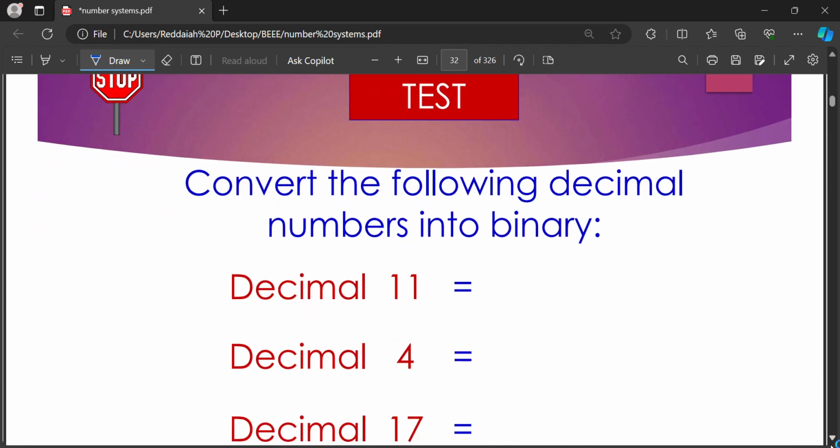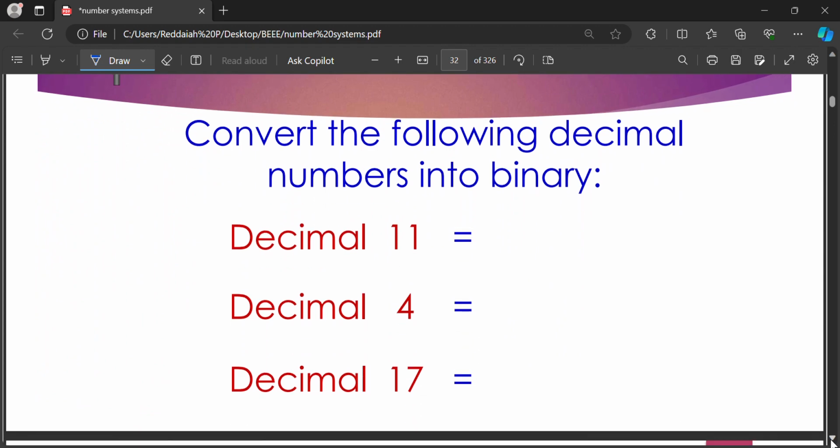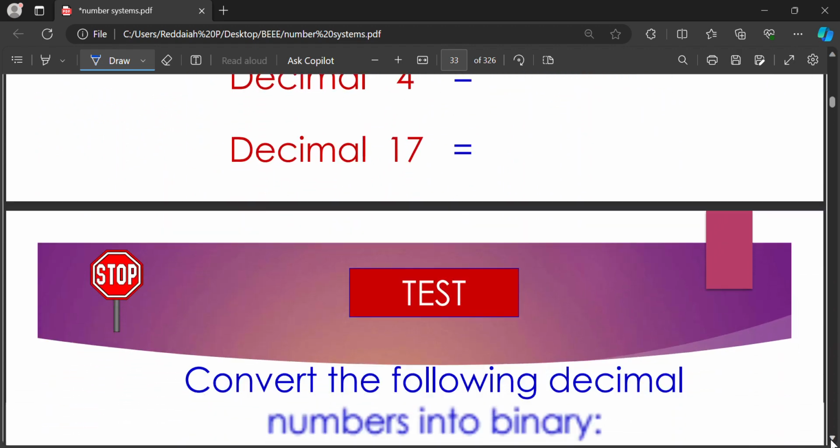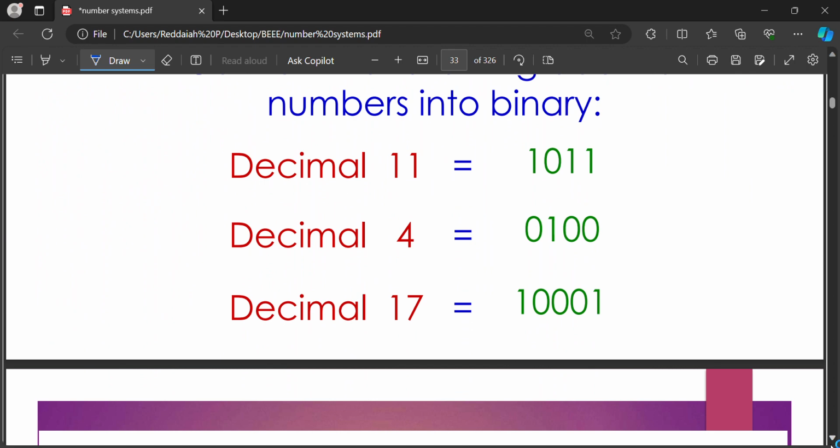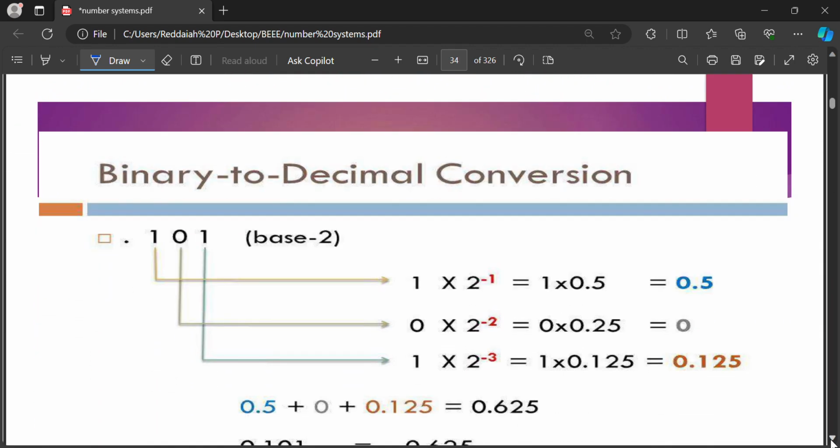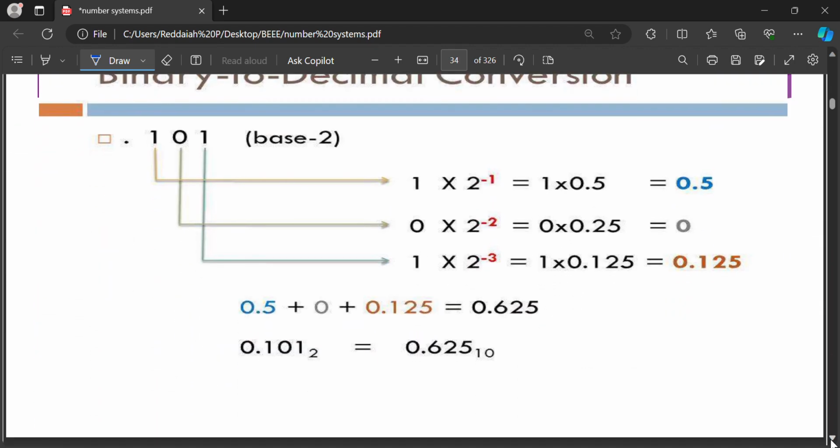Convert the following decimals into binary: 11, 4, 7. If you convert, you will get these answers. For binary to decimal conversion with a point, suppose it is a base 2 system, the places after the point will be 2 power minus 1, 2 power minus 2, 2 power minus 3. If you multiply like this, you will get 0.5.